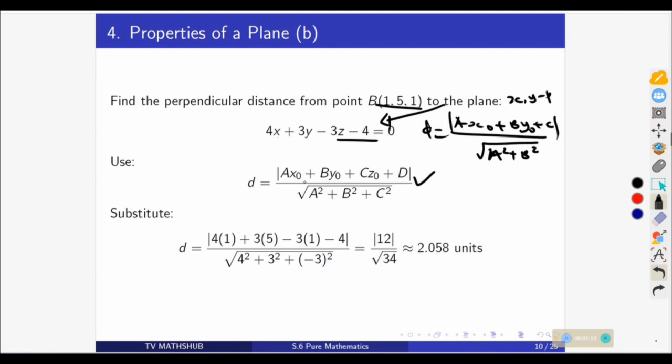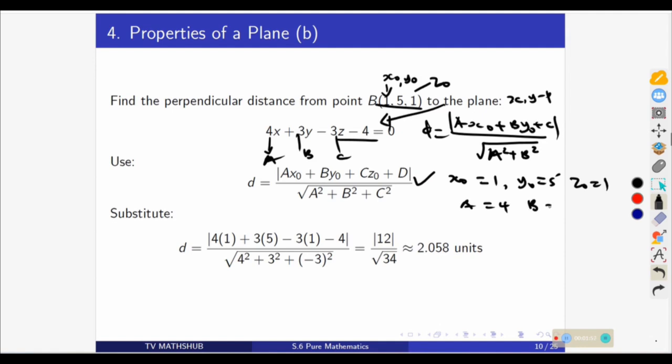So what is x naught, y naught, and z naught? They are the point that is given. This is x naught, this is y naught, and this is z naught. Then from the equation, 4 represents A, this represents B, and this represents C. At times we use small letters, you can use capitals, it is the same thing. So your x naught is 1, your y naught is 5, your z naught is 1. Then your A is 4, your B is 3, your C is -3, and your D is -4.